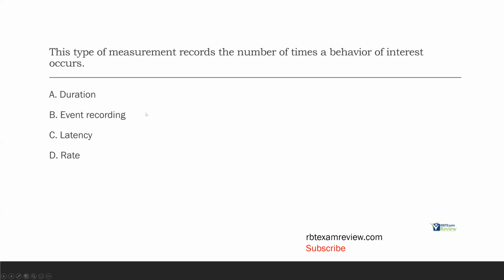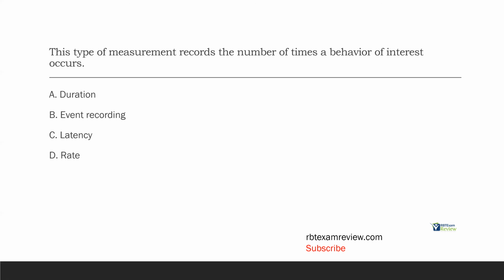Now, duration does what? Duration measures how long something occurs for, which is not number of times. Latency records the time in between an SD and a response, not number of times. And rate has a frequency component, but it also has a time component. And all we're doing here is counting how many times a behavior occurs. So we know it's not duration, it's not latency, it's not rate. It has to be event recording.